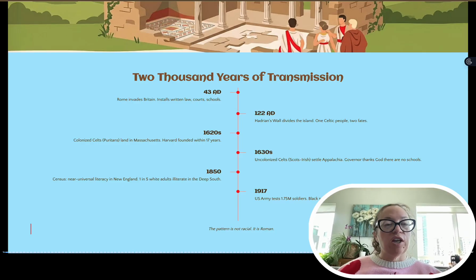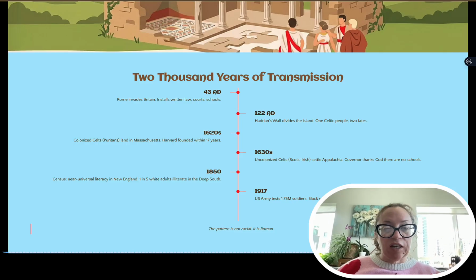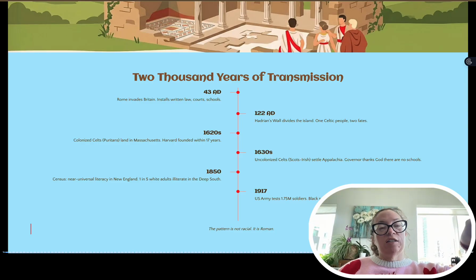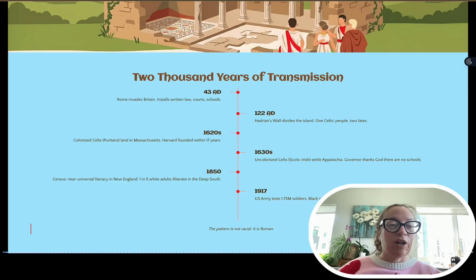And then 1,500 years later, both groups cross the Atlantic and they build two different versions of America, two different Americas. The colonized Celtic descendants, the English, became the North, and the uncolonized Celts, the Scottish and the Irish, became the Southerners. And we see some very interesting gaps between the two cultures. And those gaps eventually led to the Civil War, right? And they're still causing issues today. But the story doesn't end there.